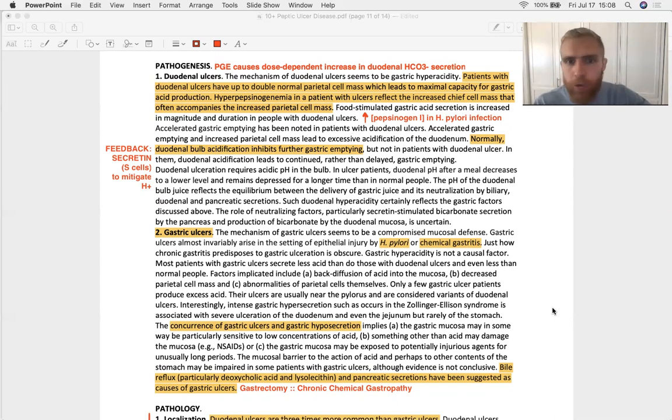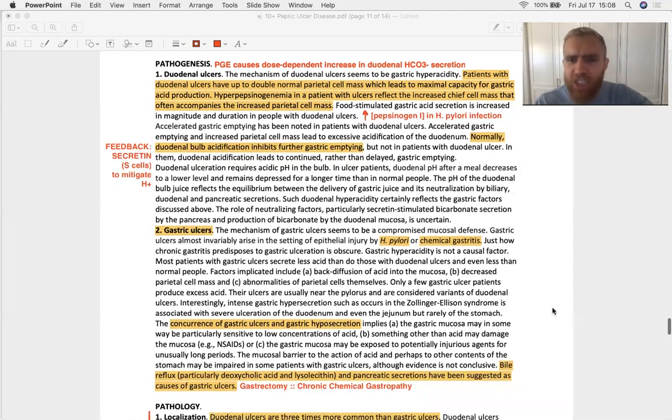Remember, you're seeing an increased pepsinogen 1 in Helicobacter gastritis, hyperpepsinogenemia. And remember also, you're going to see a decreased pepsinogen 2 in autoimmune gastritis.